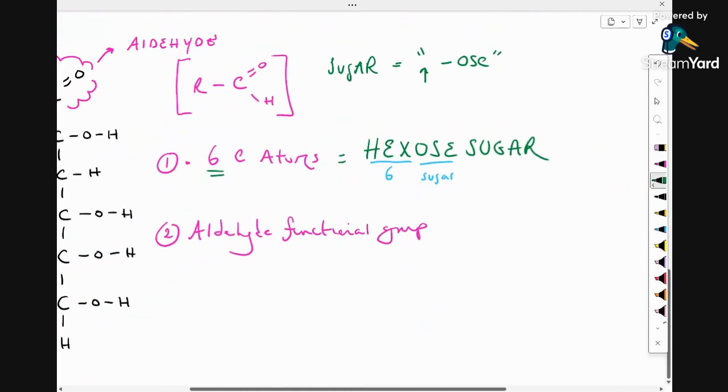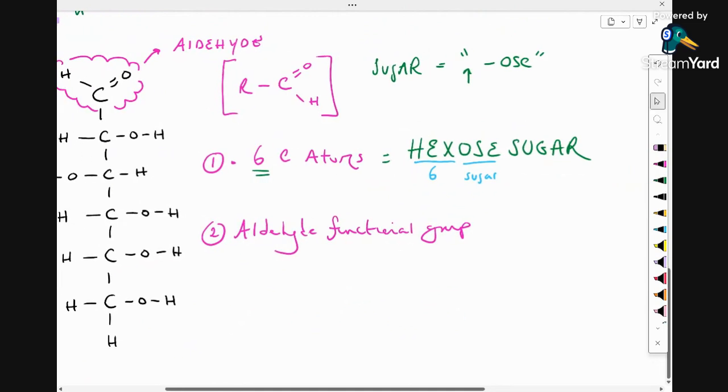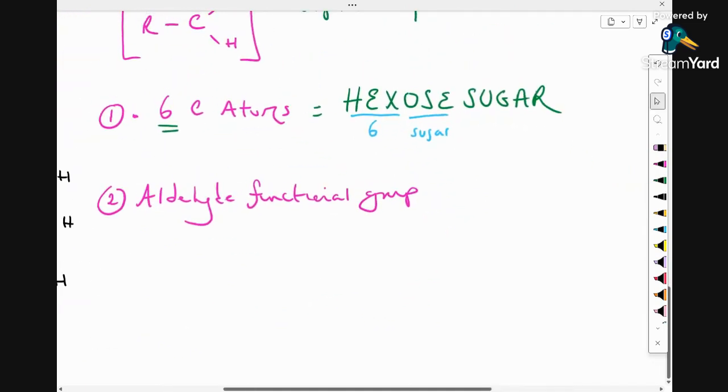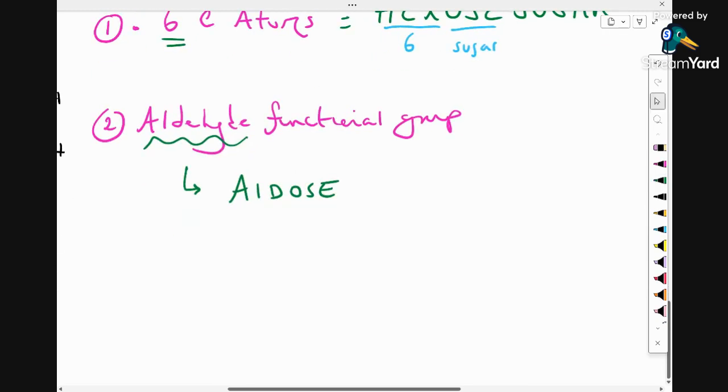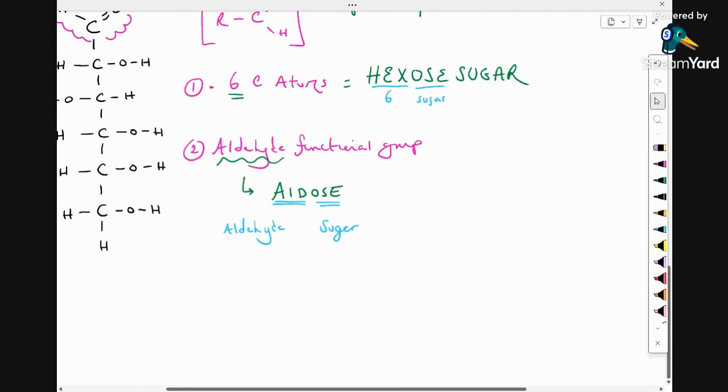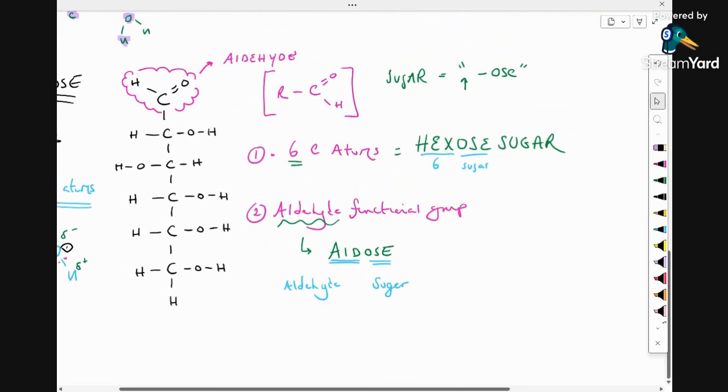The second point is that we have an aldehyde functional group at the top there. So not only are we a hexose, but we are also an aldehyde. And so therefore, it's a similar naming system. Instead of putting hexose, we now say that we are an aldose, A-L-D-O-S-E. Again, splitting this up means ald comes from the term aldehyde, and ose means we are a sugar. So we're a sugar that contains an aldehyde functional group.